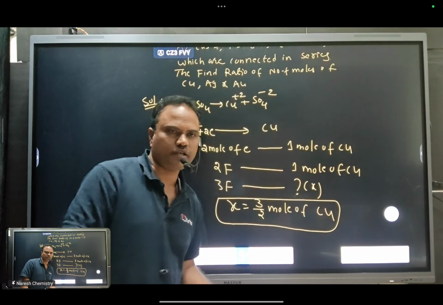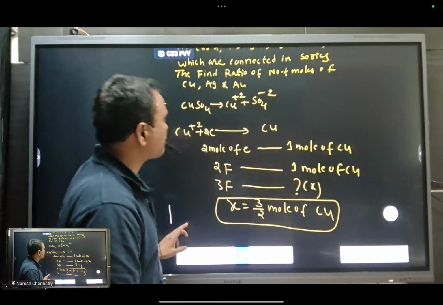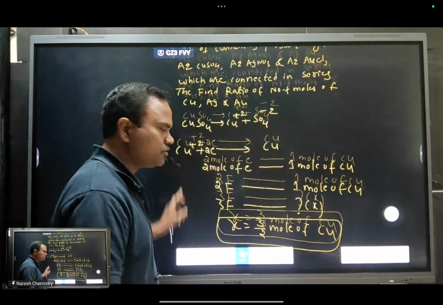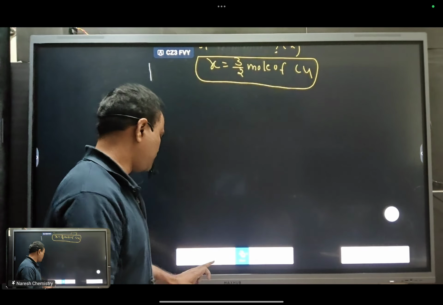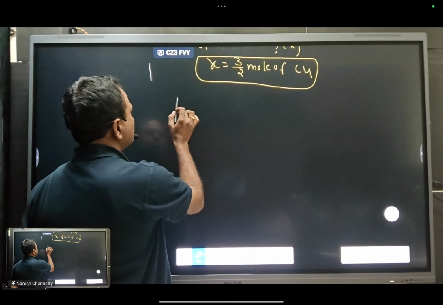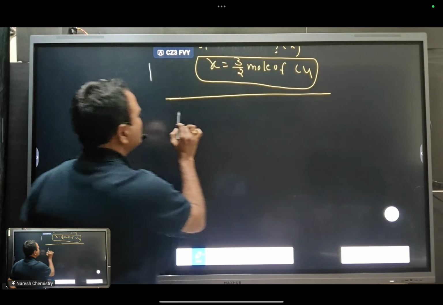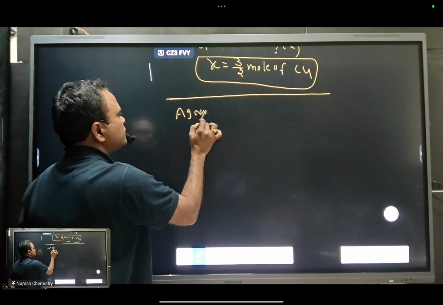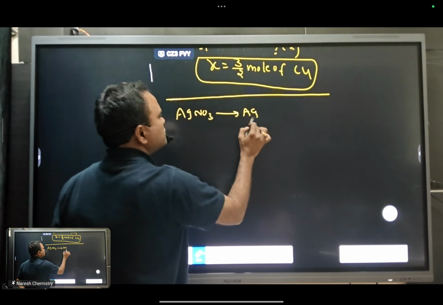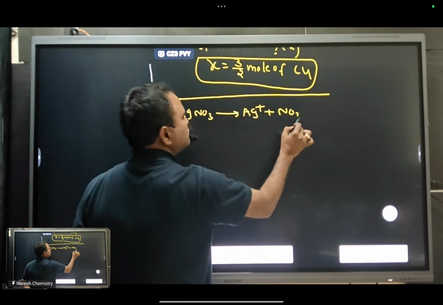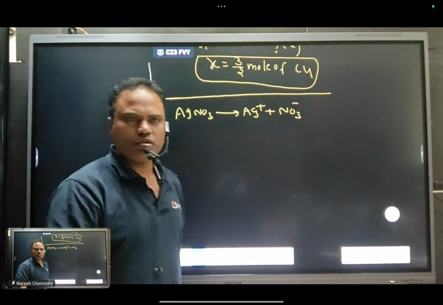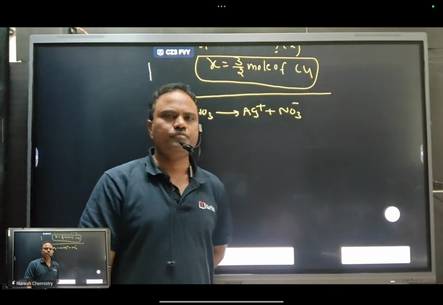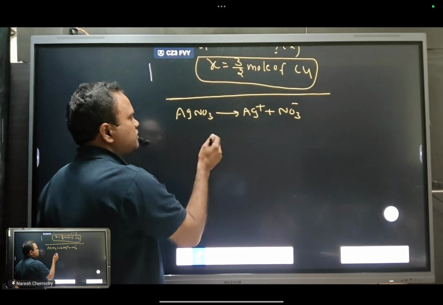Next, second solution. Aqueous AgNO3. First part is over, now the second part. AgNO3 dissociates into Ag plus and NO3 negative. Important model question. Listen carefully, all of you. Take Ag plus.